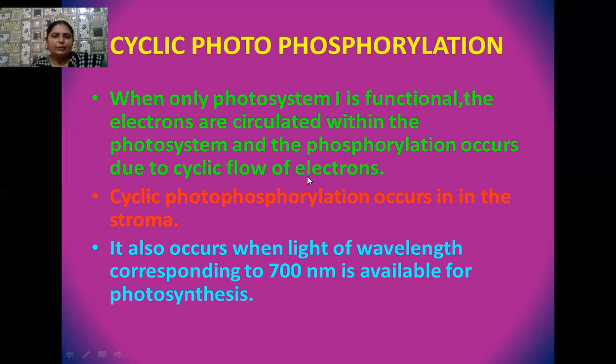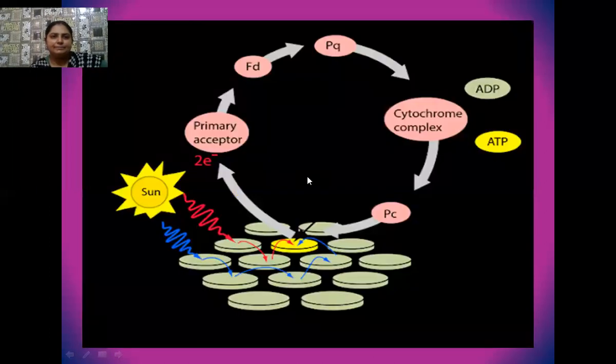The second thing that you must remember is that cyclic photophosphorylation always takes place in the stroma lamellae part of the chloroplast, which is another membranous structure which connects the adjacent grana. So here you can see the diagram.